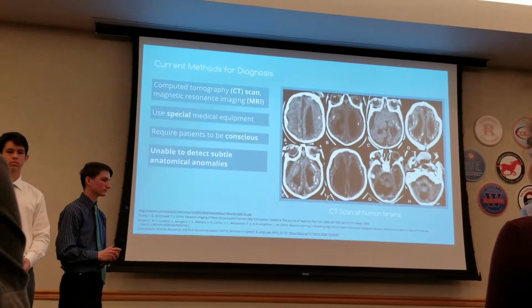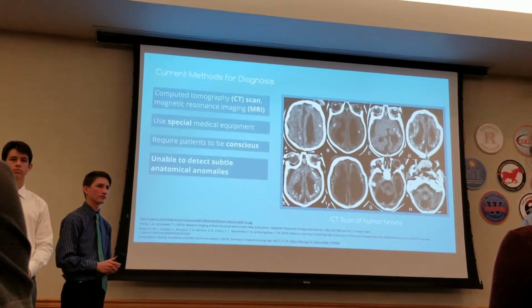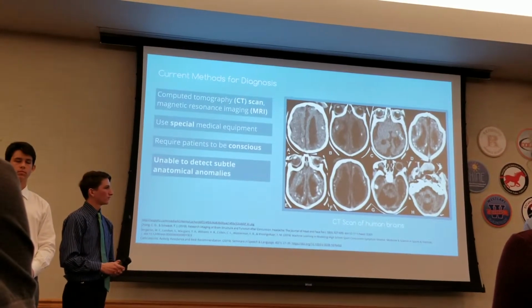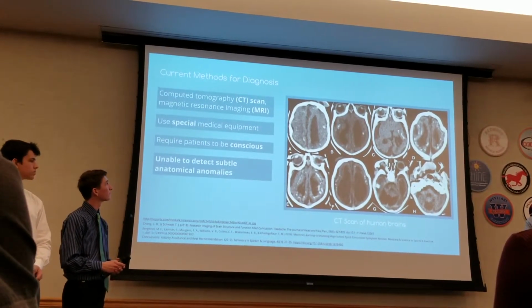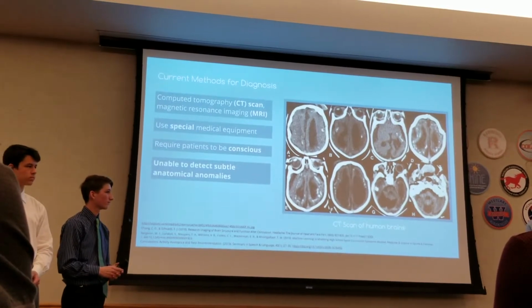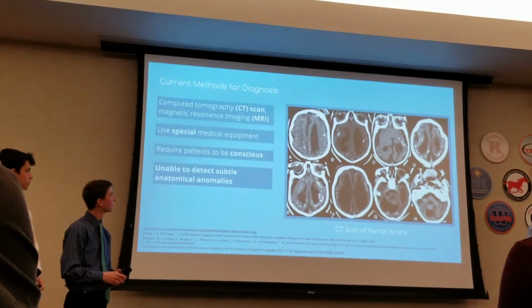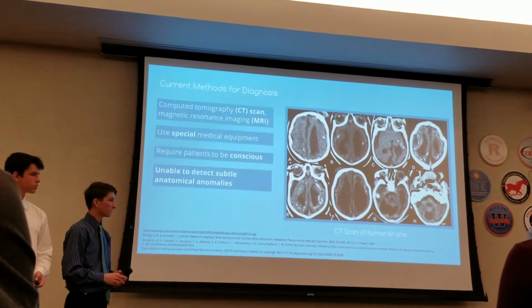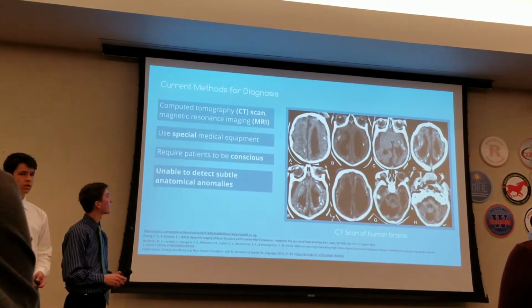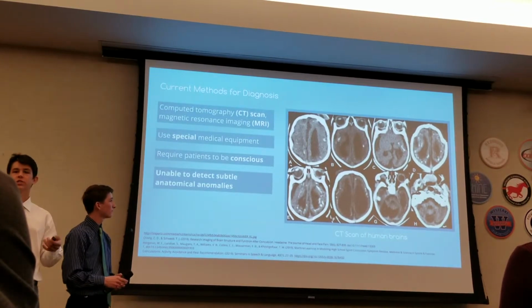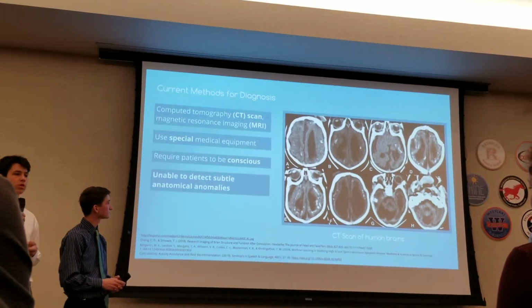So the current methods for diagnosis include CT scans and MRI scans, which take pictures of the brain for doctors to view and determine if there's some sort of damage done to the brain. But these require special medical equipment that costs a lot of money to use and is only found in ICUs. And furthermore, these require a patient to be conscious in many different situations.